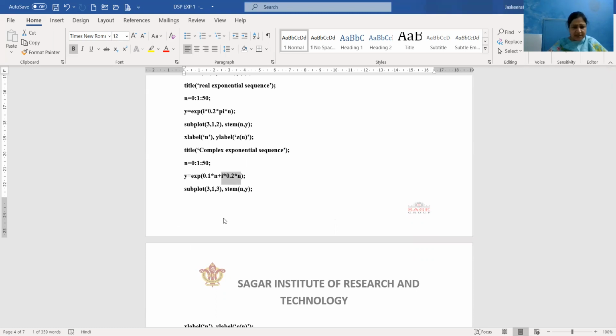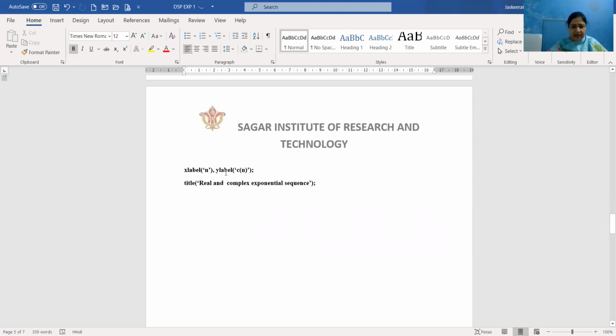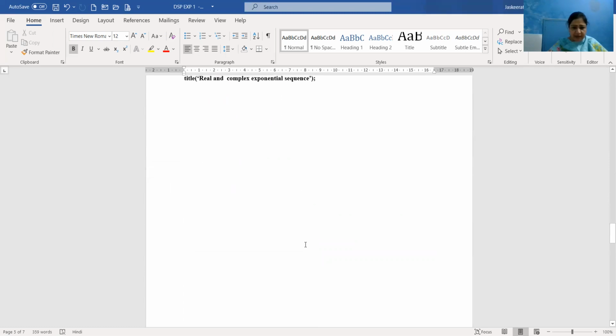Now our exponential signal is given by y is equal to e raised to power 0.1 plus I 0.2 and the whole multiplied by n. Now we will plot this. This plot will be in the third location. So I'll write subplot 3 comma 1 comma 3 and the stem command will be used, stem n comma y. Now I'll add labels to the waveform. So x label n, y label cn, and the title will be real and complex exponential sequence because this sequence has both real and imaginary part.